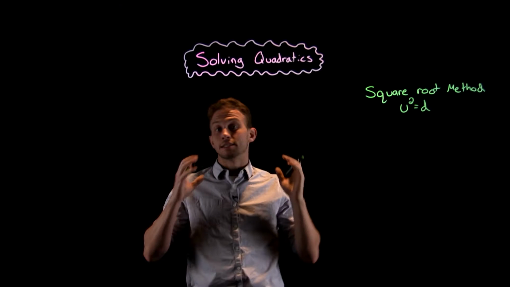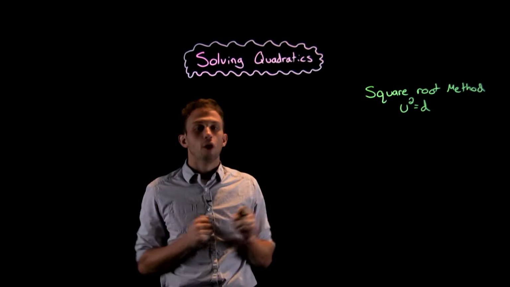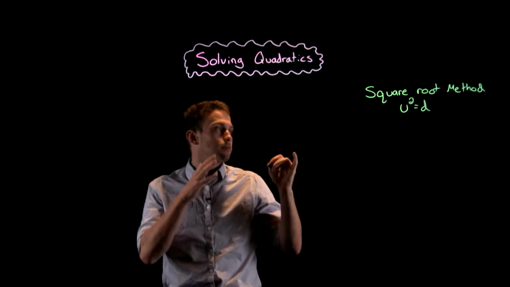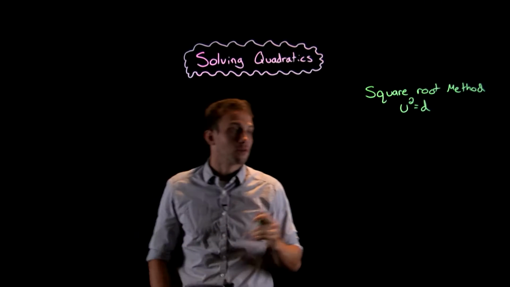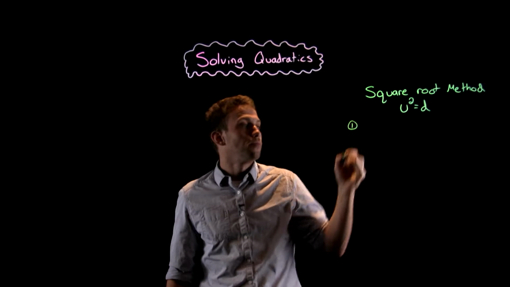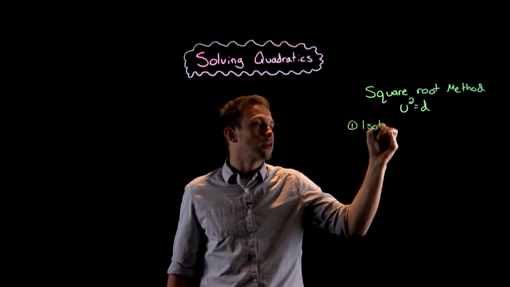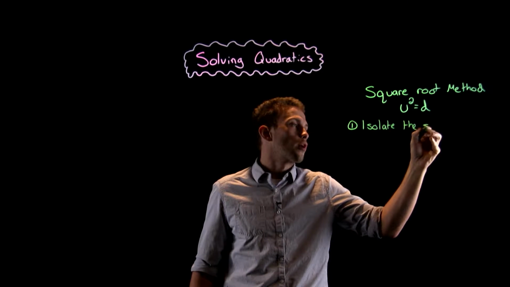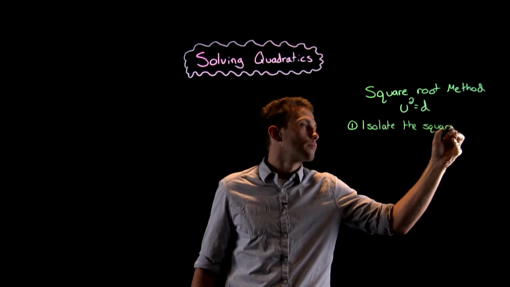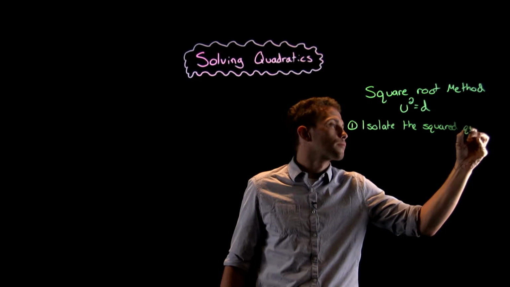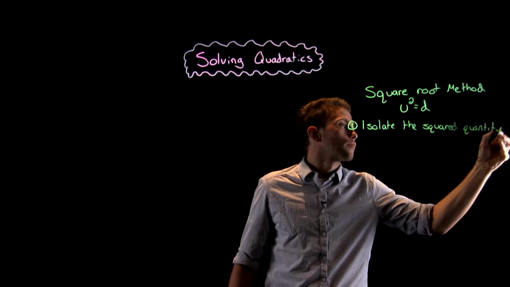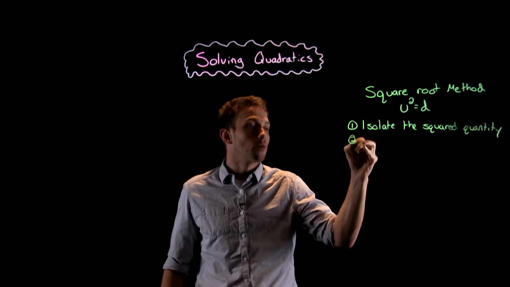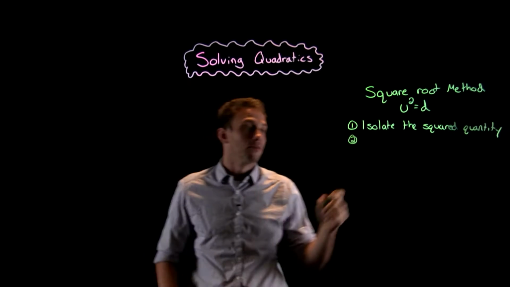Now, it could be something inside that squared thing, but we always need it to be by itself. We need to do what's called isolated. Before we get into some example problems, let's talk about the steps first. The first thing we need to do is isolate, or get by itself, the squared value or the squared quantity. After we get that squared quantity by itself, we can finally take the square root of both sides, hence the name square root method.